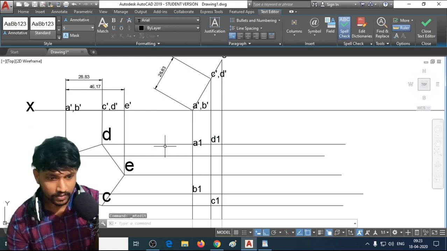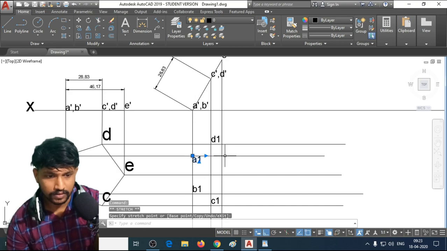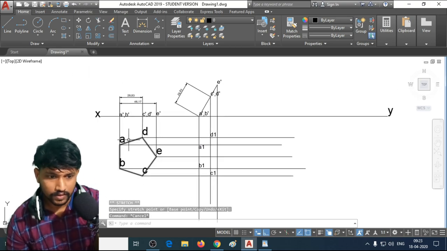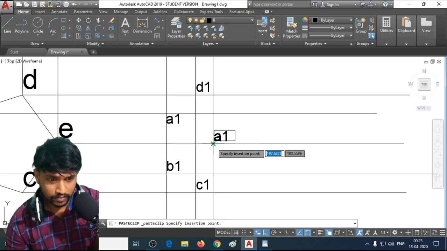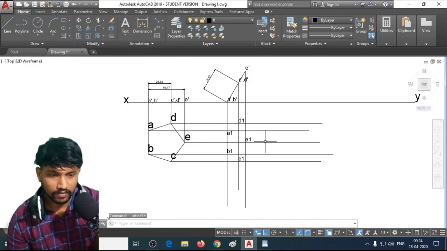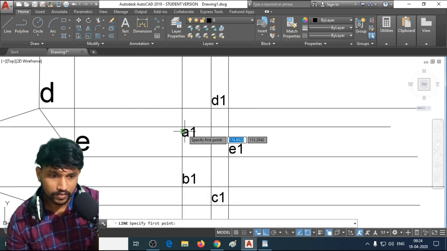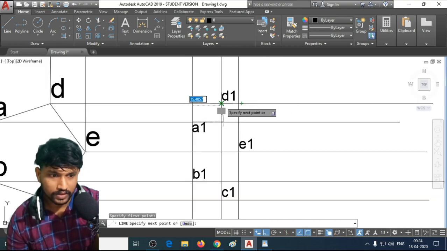No problem, I can just drag this one up to this location. Now the E projections are meeting here, so this is going to be E1. So if we join all these points, we get the projections of this particular pentagon.